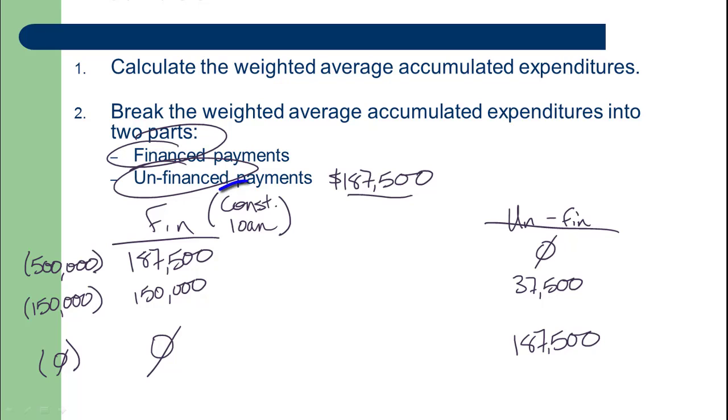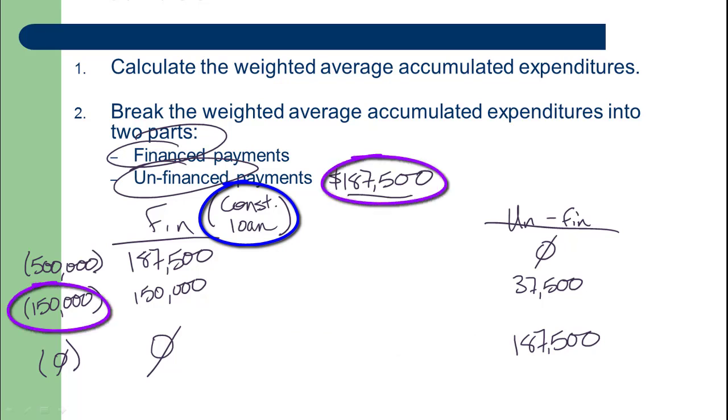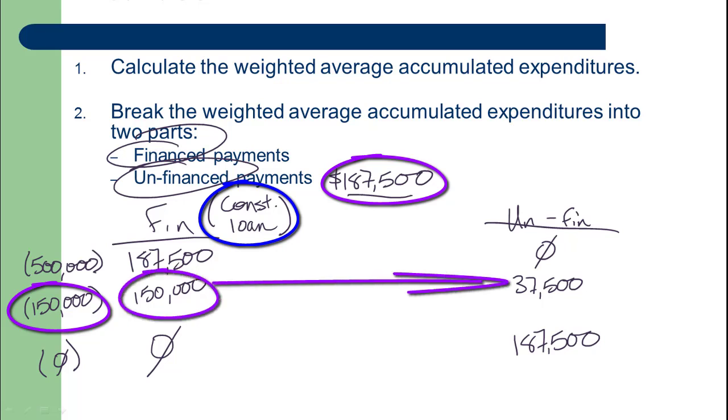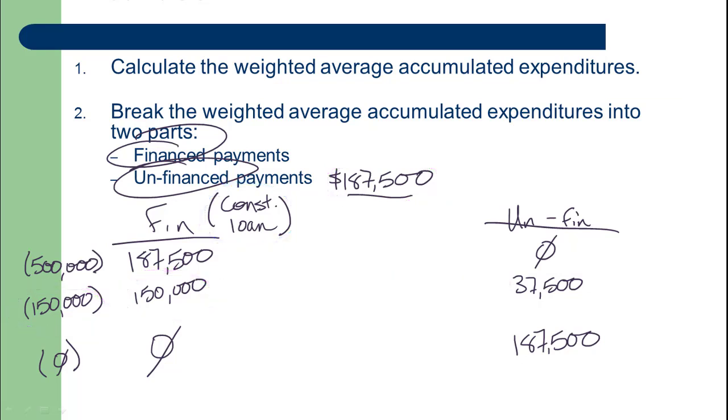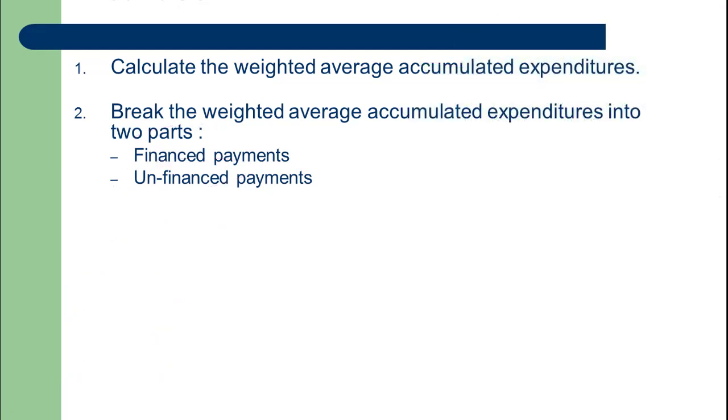Again, we put as much as possible to the construction loan. If you have no construction loan, then obviously you can put 0 there. If you have weighted average expenditures above the construction loan, then you pay off the whole construction loan, and then we assume you pay the rest. And again, it's all based on FASB's assumption that if you were to pay off debt instead of constructing the asset, you would not want all the fees and penalties associated with the construction loan, so you would pay it off first.